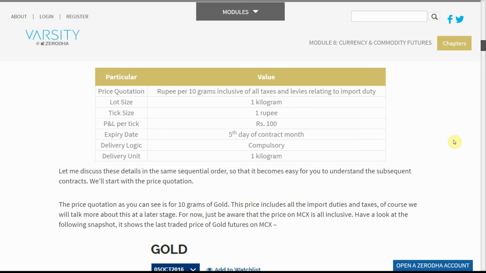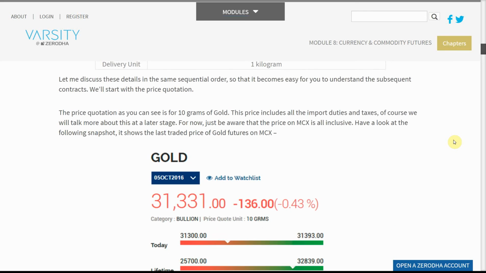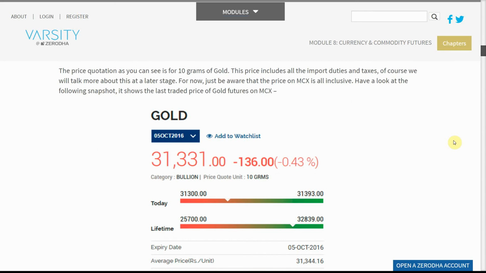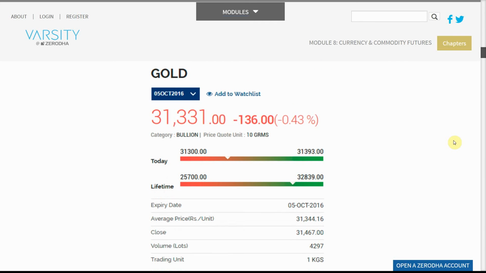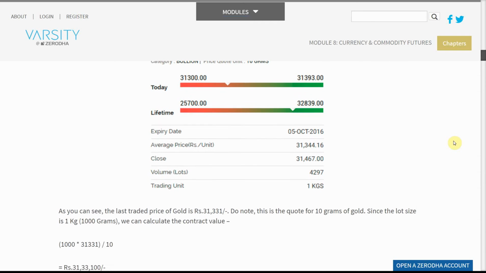We'll start with the price quotation. The price quotation, as you can see, is for 10 grams of gold. This price includes all the import duties and taxes. Of course, we will talk more about this at a later stage. For now, just be aware that the price on MCX is all inclusive. Have a look at the following snapshot. It shows the last traded price of gold futures on MCX. As you can see, the last traded price of gold is 31,331 rupees per 10 grams. This is the quote for 10 grams of gold.